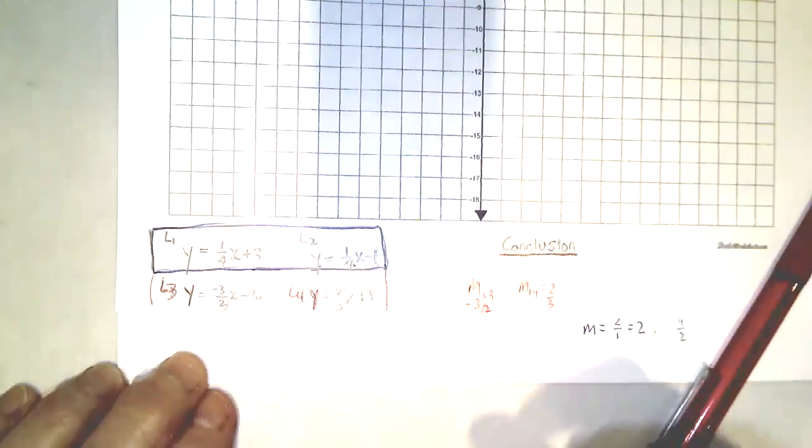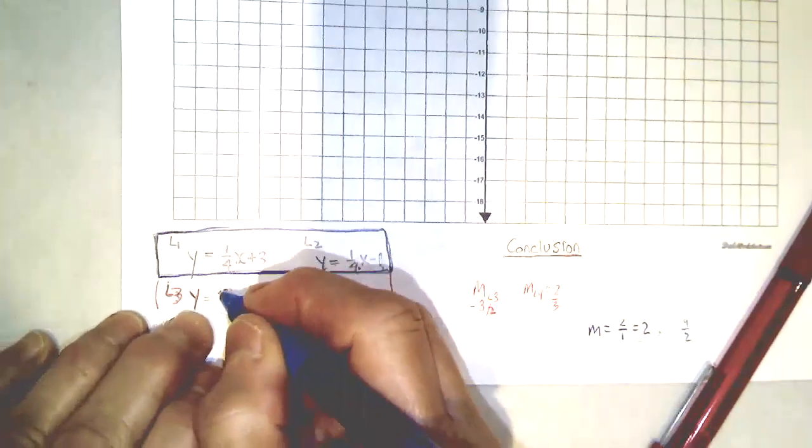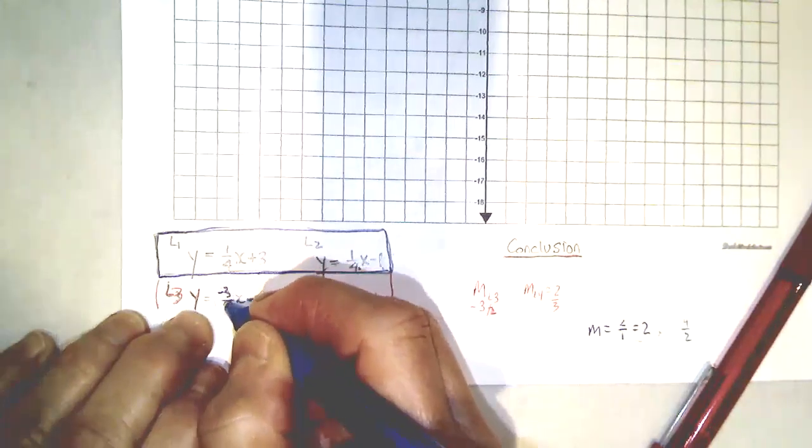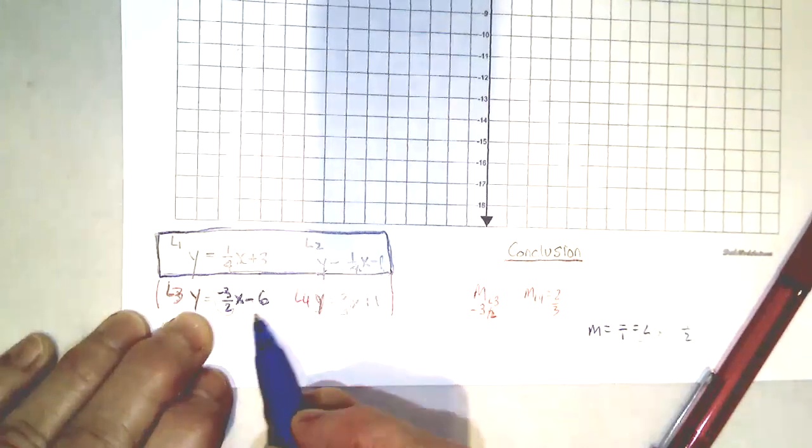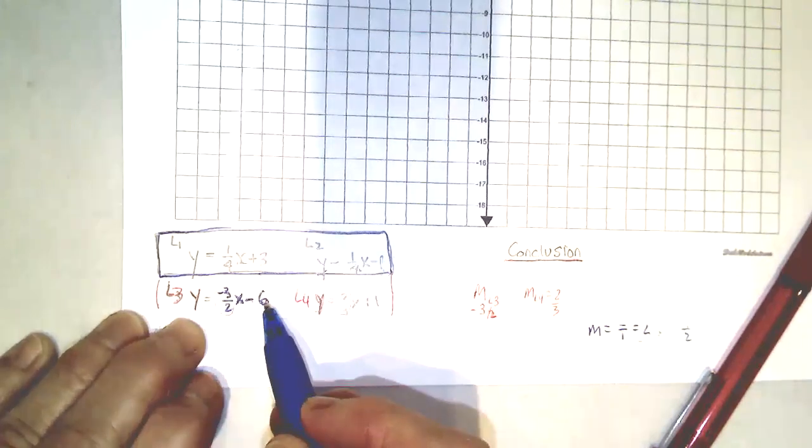Right there. Okay, it's not great, but I'll write on it so you can see it. L3 is negative 3 over 2x minus 6. This is what I'm going to graph. y equals negative 3 halves x minus 6.